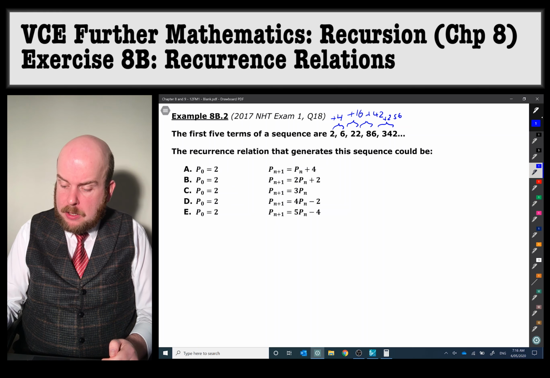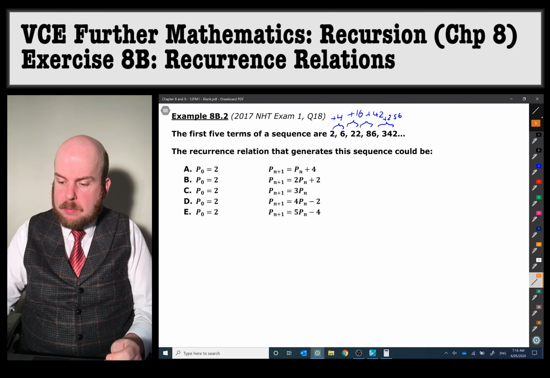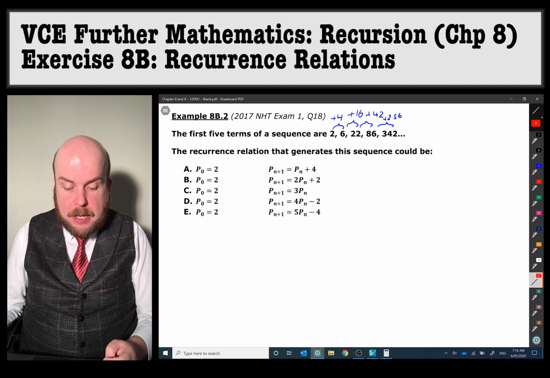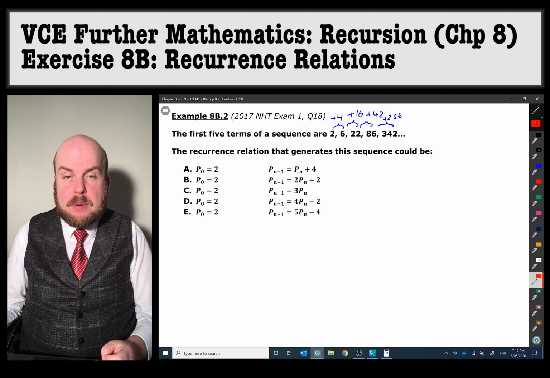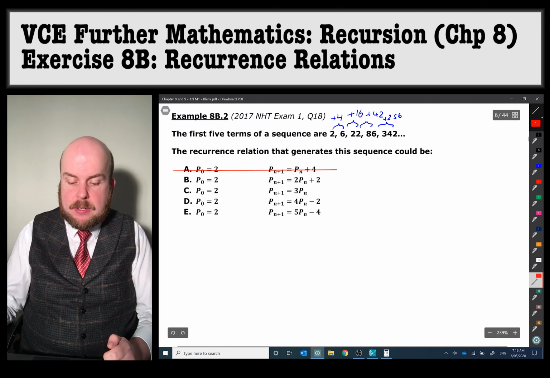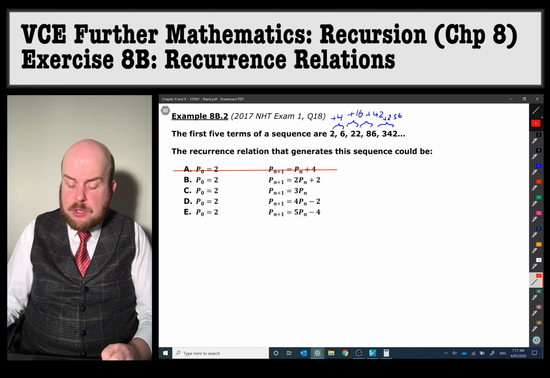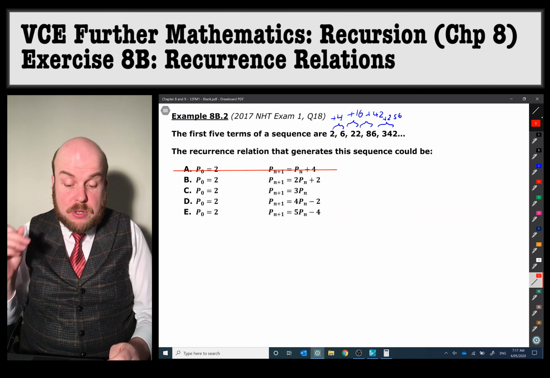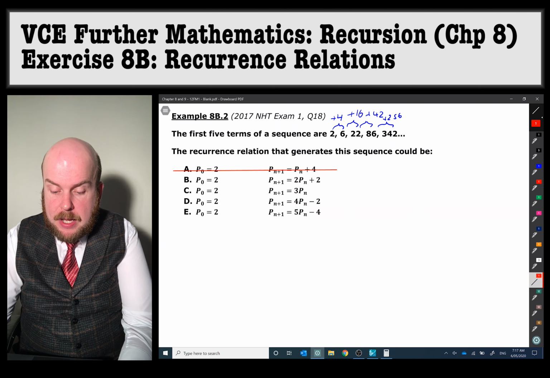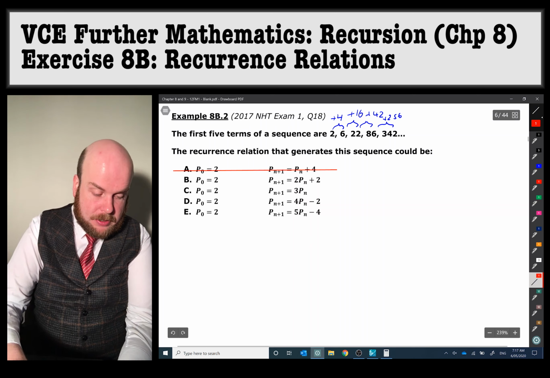So the way that I would do this is I would start by eliminating all the options that it couldn't possibly be. So option A says that the initial number is P0 is 2, and where every number is found by just adding 4. Nope, certainly not that one. We can cross that one out. Okay, B is P(n+1) is 2 times the term, sorry, 2 times the term plus 2. So if we've got 2, 2 times 2 is 4, plus 2 gets me 6. Well, that's handy. Let's see if it works again. 2 times 6 is 12, plus 2 is 14. Well, it's not going to be B either.